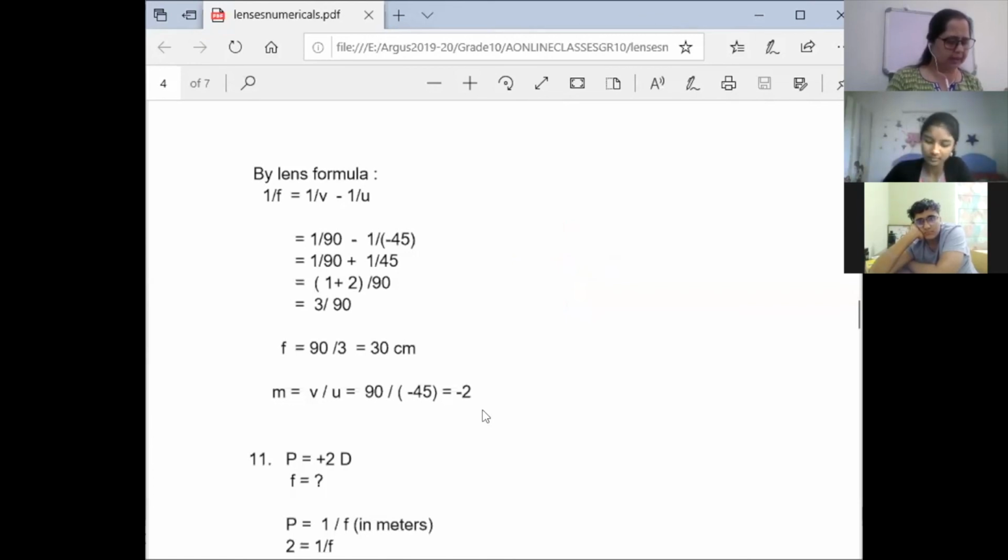Now everyone look at the 9th sum. Before I go to the power of the lens, everyone look at the 9th sum. Now I'm going to ask you questions. Ali is going to answer. Ali, a convex lens forms an inverted image of the same size as that of the object. When the image is of the same size as the object, where is the object placed? Ali, please tell me. At which position?